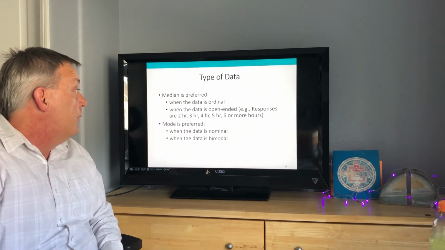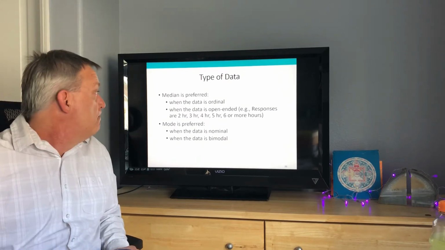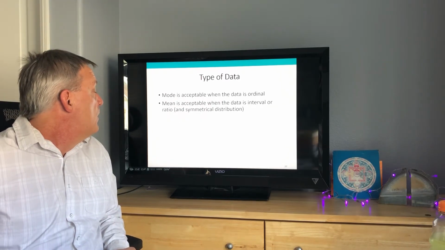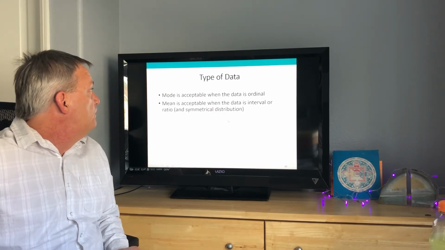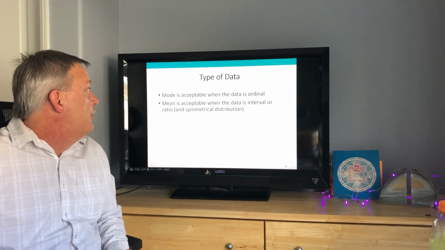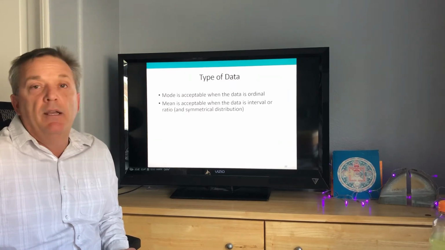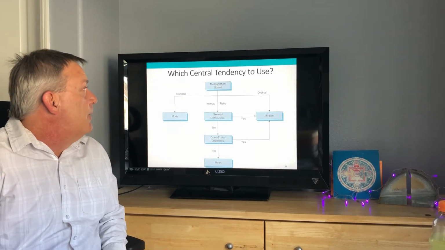The mode is preferred when the data is nominal and when the data is bimodal. Mode is acceptable when the data is ordinal, and the mean is acceptable when the data is interval or ratio and has a symmetrical distribution. And this just summarizes it again.